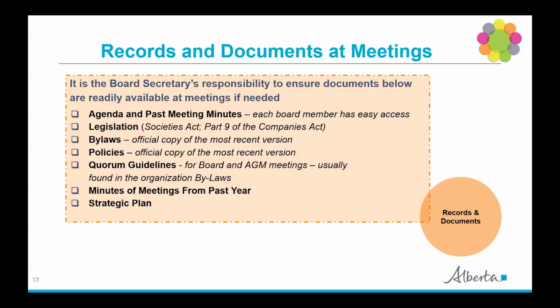Another important record and document to have available is quorum guidelines that set out the minimum number of board members that must be in attendance in order to make decisions at board meetings and at the annual general meetings. This information is mentioned in the organization bylaws, but there may be some other information about board meetings in the policies as well when it comes to quorum guidelines.